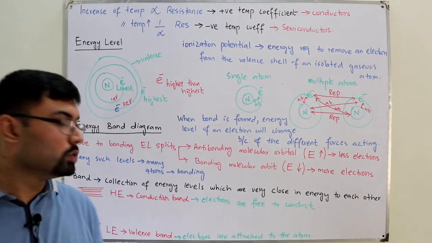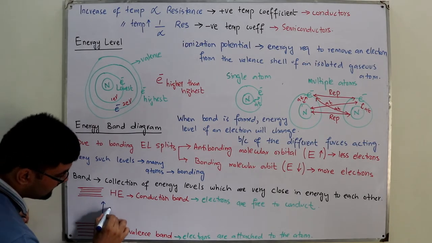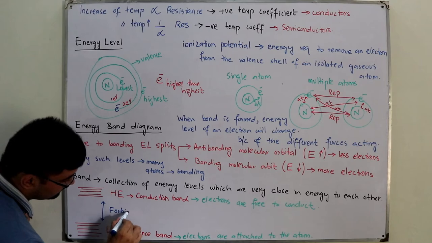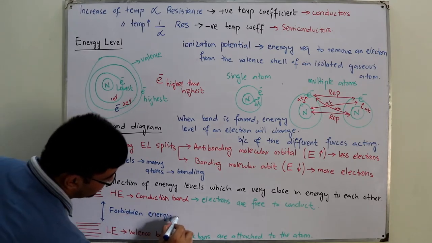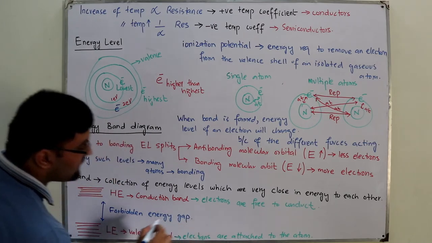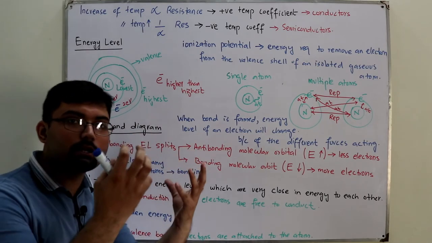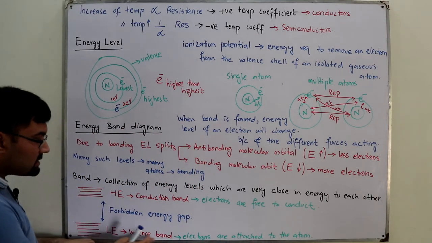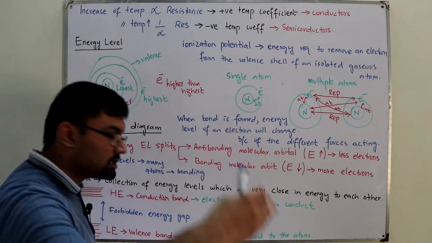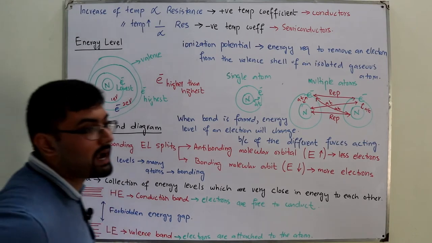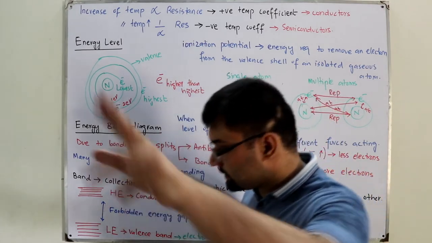This gap in between the two is called the forbidden energy gap, which means the electron cannot stay in between. Either it has to attain certain energy to go from the valence band to the conduction band, or if it is in the conduction band, it has to lose a certain amount of energy to come down to the valence band. It cannot stay in between. Is that clear? It is.